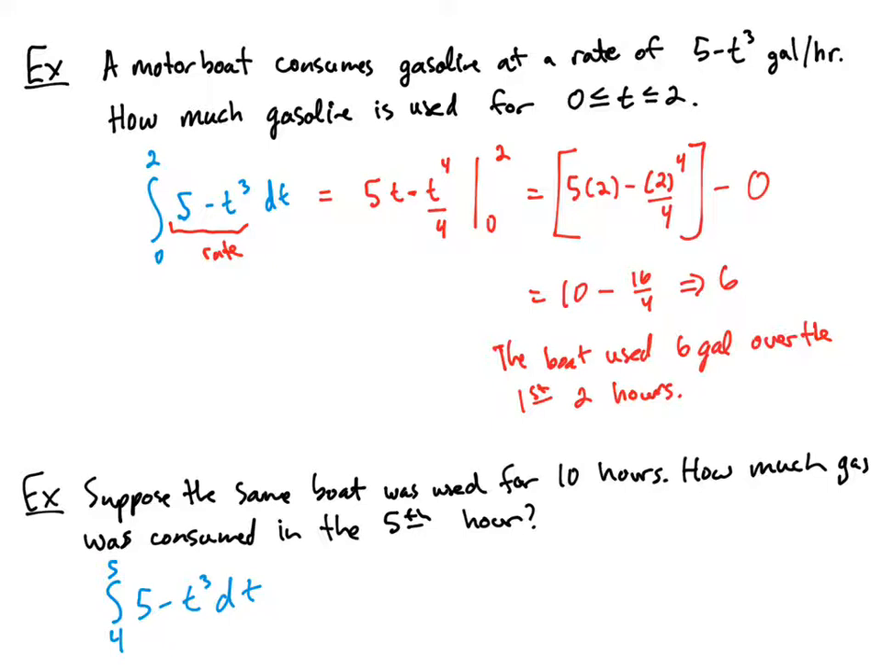So when we say something like this, the 5th hour, right, the first hour is from 0 to 1. The second hour is like this. So this is the 5th hour down here. It's a common mistake to say that the 5th hour would be between 5 and 6 hours, but we need to be careful not to make that mistake. So evaluating this, we're going to say 5t minus t to the 4th over 4, evaluated between 4 and 5.